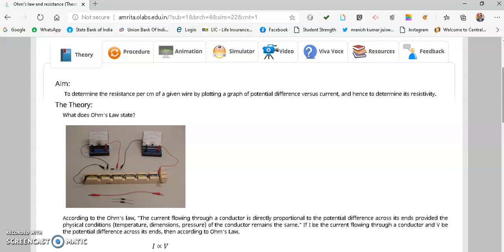You all know that the aim is very important because without aim we can't do anything. So the aim is to determine the resistance per centimeter of a given wire by plotting a graph of potential difference versus current, and hence to determine its resistivity. So what we need to find is the resistivity using Ohm's law. How will we do it?